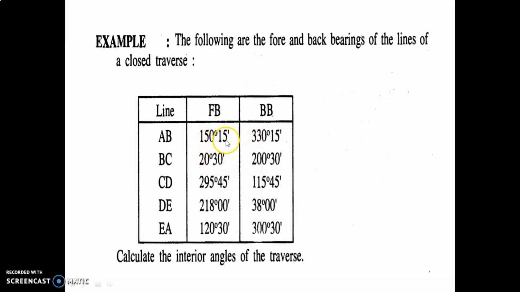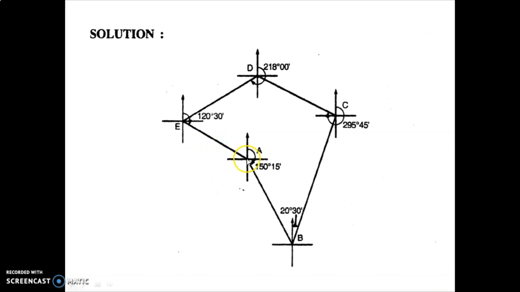150 degree 15 minutes. So I will draw one line from A to B. 150 degree 15 minutes will be in the second quadrant. So this is your first quadrant, this is your second quadrant. So from here to here you have to draw one line at 150 degree 15 minutes.